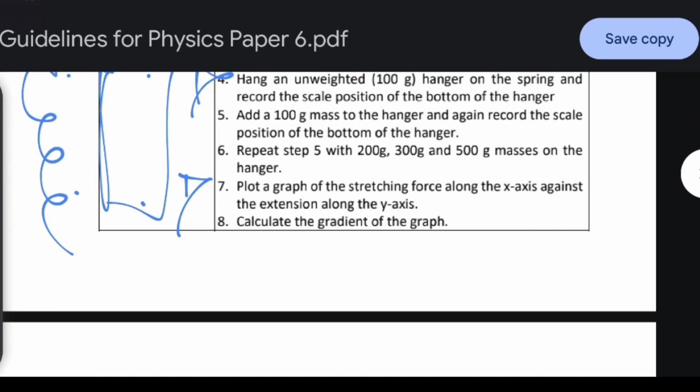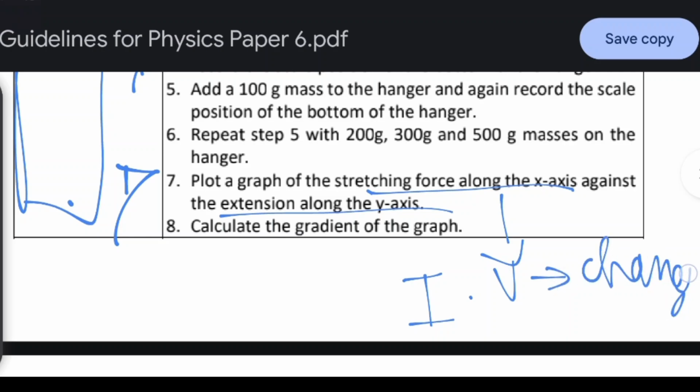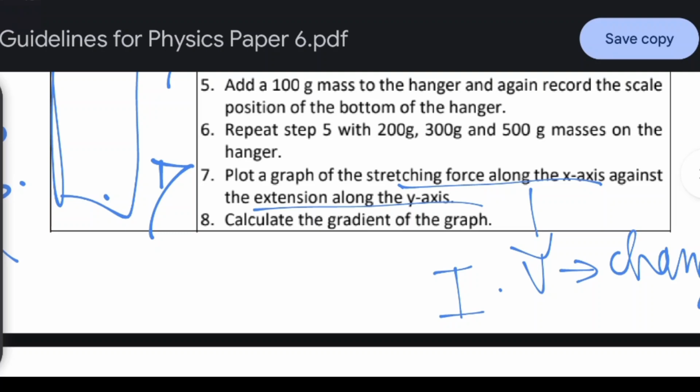Plot a graph with the stretching force along the x-axis against extension on the y-axis. Please note what you'll take on the x-axis and what you'll take on the y-axis. What you are changing will be taken on the x-axis; that is the independent variable. We already discussed this before. What you are measuring is the dependent variable, and that will be on the y-axis.